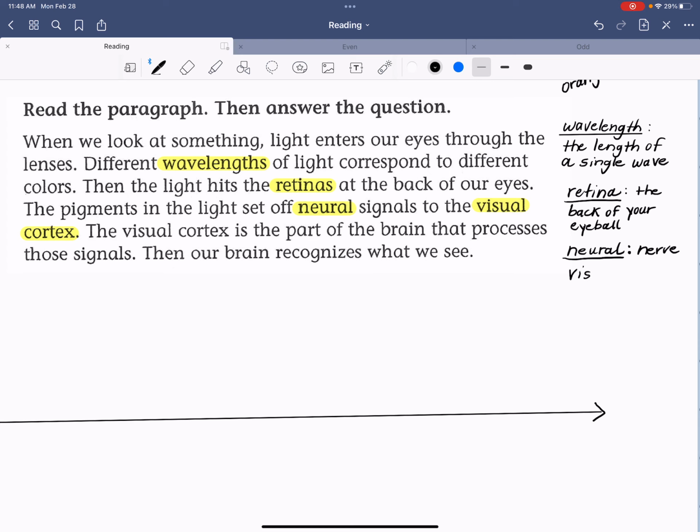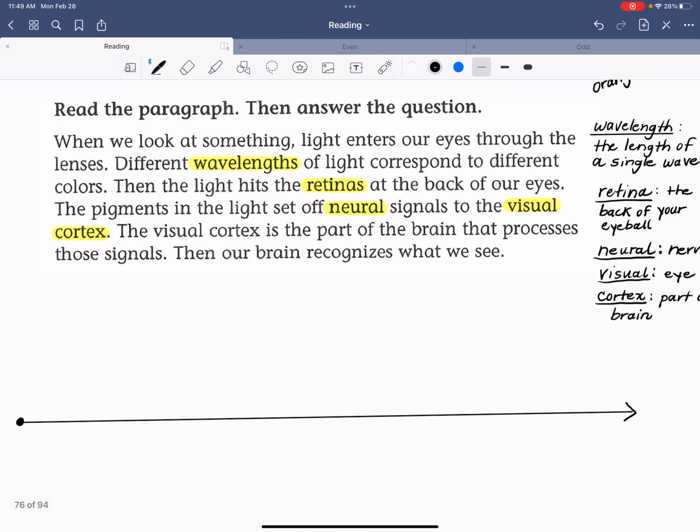Visual relates to vision, which relates to the eye. And then cortex, this one you probably would need a dictionary. There's nothing really that tells me anything in this passage other than the visual cortex is the part of the brain. So cortex in this case is part of the brain. So there's our science vocabulary. And let's see what this sequence looks like.